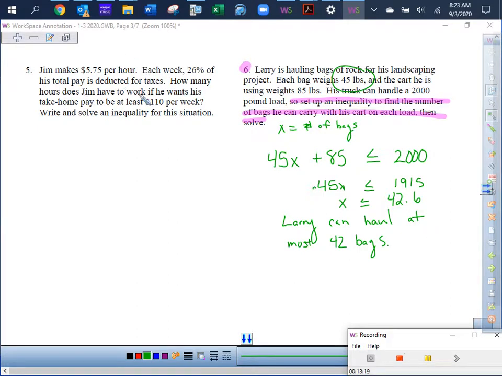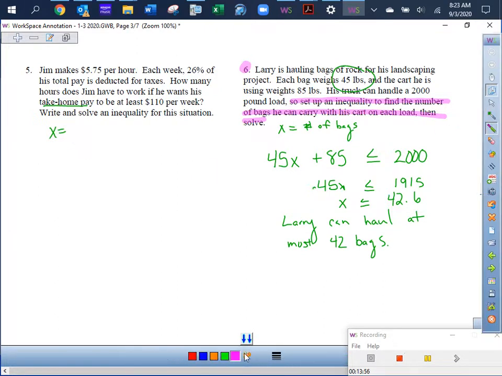How many hours does Jim have to work if he wants his take-home pay to be at least $110 per week? So let's define x first. We're going to let a variable be, and let's go back to the question and see what they're asking us. What do you think that they're really trying to ask us? How many, what? Hours. So that's exactly what we'll do. x is the number of hours worked.